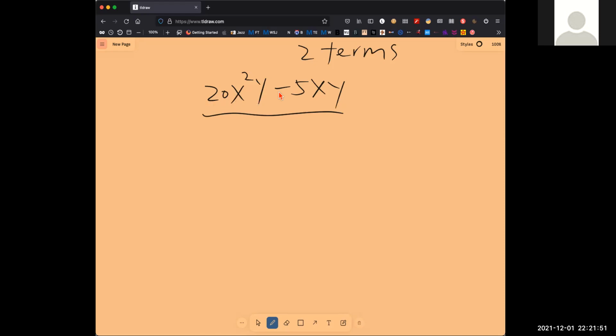So what is common? 25, 5 is common. X and x is common. Y and y is common. So out of this 20x squared y, you have taken out 5xy, you are left with 4x. And then over here, minus 1. That's it.